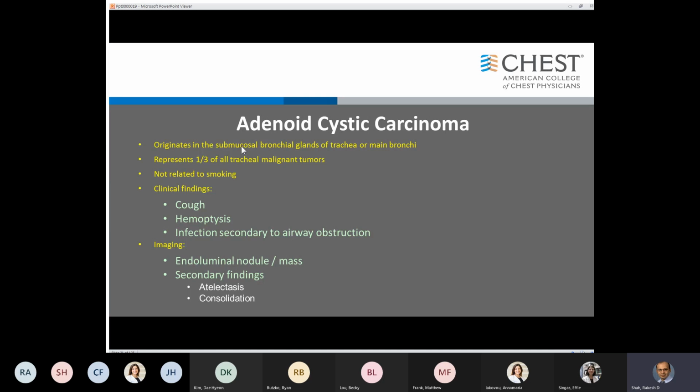As I mentioned, they originate in the submucosal region in the bronchial glands of the trachea. They are not related to smoking. Clinical findings are very similar for all airway lesions. They are non-specific: cough, and they can have hemoptysis. And on imaging, if you inspect the airway, you will see a lesion. And you may often see post-obstructive processes related to that, where you get atelectasis, post-obstructive infection, and so forth.